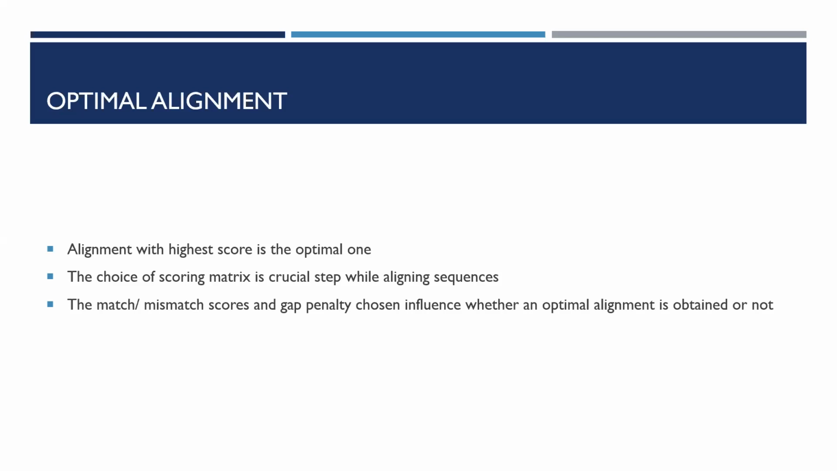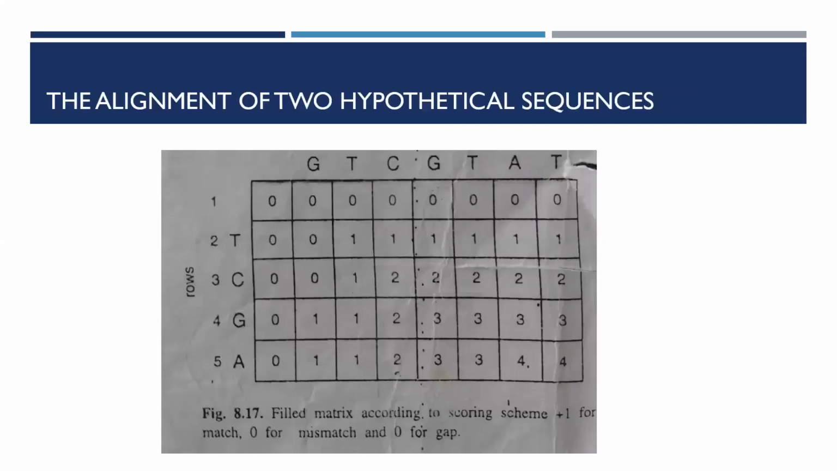Before filling these different cells of the matrix, you take the first sequence on the horizontal axis and the second sequence on the vertical axis. Then you need to initialize the matrix with the gap penalty. That's how all the cells in the first row and all the cells in the first column need to be filled with the gap penalty. In this particular example, the gap penalty is 0. So all the cells of the first row and first column are filled with 0.